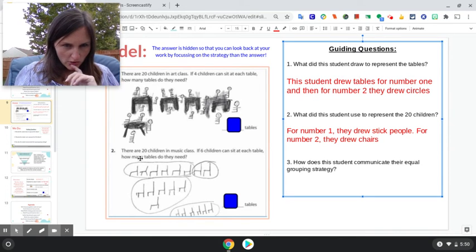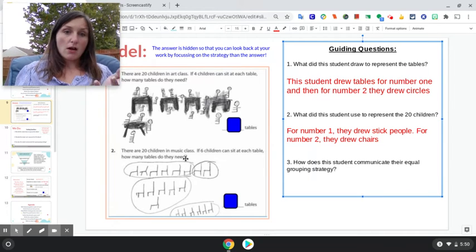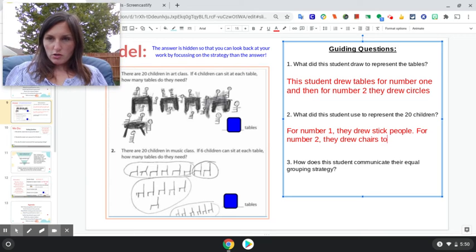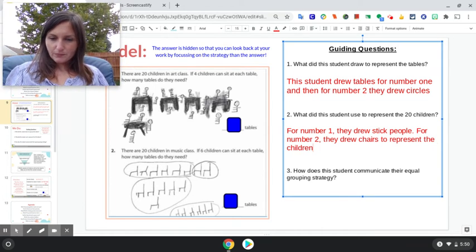Let me look at the question. There are 20 children in music class. 6 children can sit at each table. How many tables do they need? Yeah, okay, so these are the tables, or these are the chairs, right? Because the circle is the table, okay? And so it doesn't say anything about chairs. So I'm assuming these 6 children are these 6 chairs. Okay, so they drew chairs to represent the children.